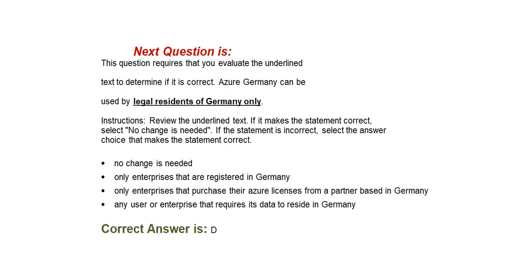Next question is, this question requires that you evaluate the underlying text to determine if it is correct. Azure Germany can be used by legal residents of Germany only. Options are no change is needed. Option B, only enterprises that are registered in Germany. Option C, only enterprises that purchase their Azure license from a partner based in Germany. Option D, any user or enterprise that requires its data to reside in Germany. Correct answer is option D, any user or enterprise that requires its data to reside in Germany.